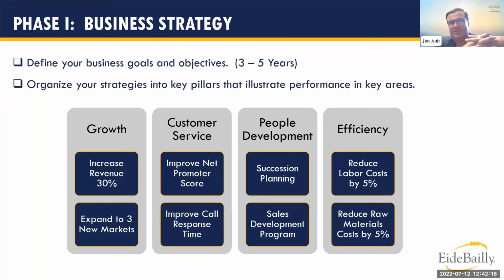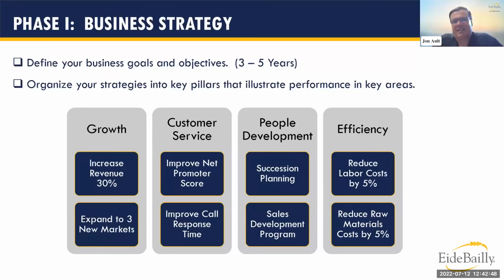And then organize those strategies into, I'm saying, key pillars, whatever you want to call them. There are lots of great methodologies out there on business strategy. What we're saying in this example is that if you're trying to grow your business, you want to focus on improving customer service, you want to develop your people, and you want to get more efficient. So those would be 4 relatively common pillars or strategic objectives over a short-term or midterm horizon like this.